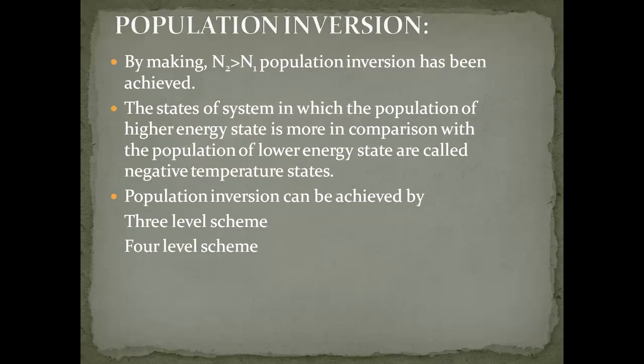The states of the system in which the population of the higher energy state is more in comparison to the population of the lower energy state are called negative temperature states. This population inversion can be achieved with two different schemes: one is the 3-level scheme and the other is the 4-level scheme. The output we get from these two schemes will be different, depending upon the energy levels we have chosen.